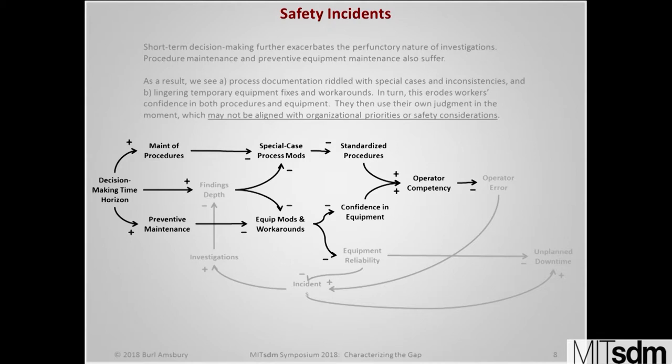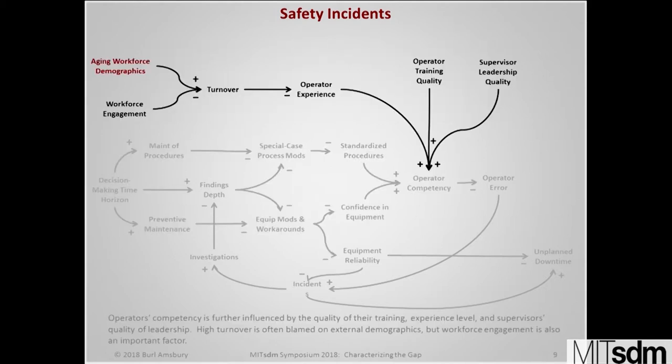competencies suffer when there's this sort of constant chronic downward pressure on decision-making time, and as a result you do get a failure of equipment. Of course, you also get, if you will, a failure of procedures, and so operators lose confidence in both of those things, and all that stuff affects their ability to do the job right. So operator competency is materially affected, and then, of course, that leads to more operator error, and around we go. Some other influences on operator competency: leadership quality, training quality, and turnover.